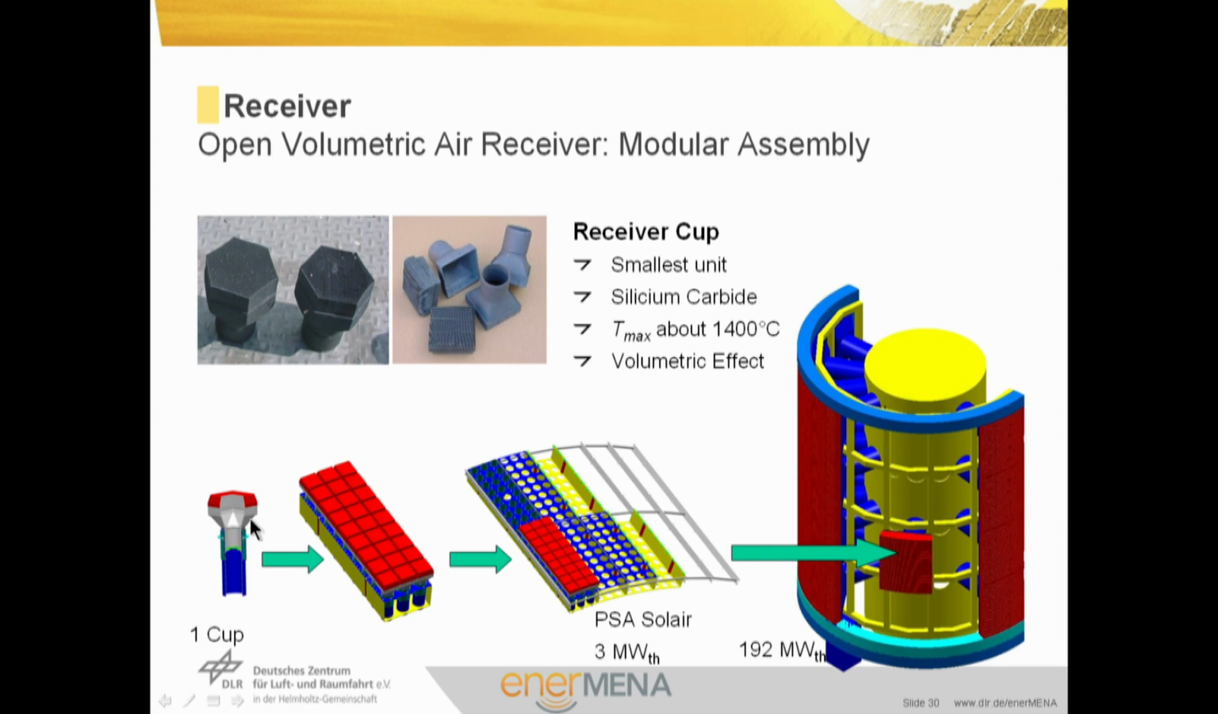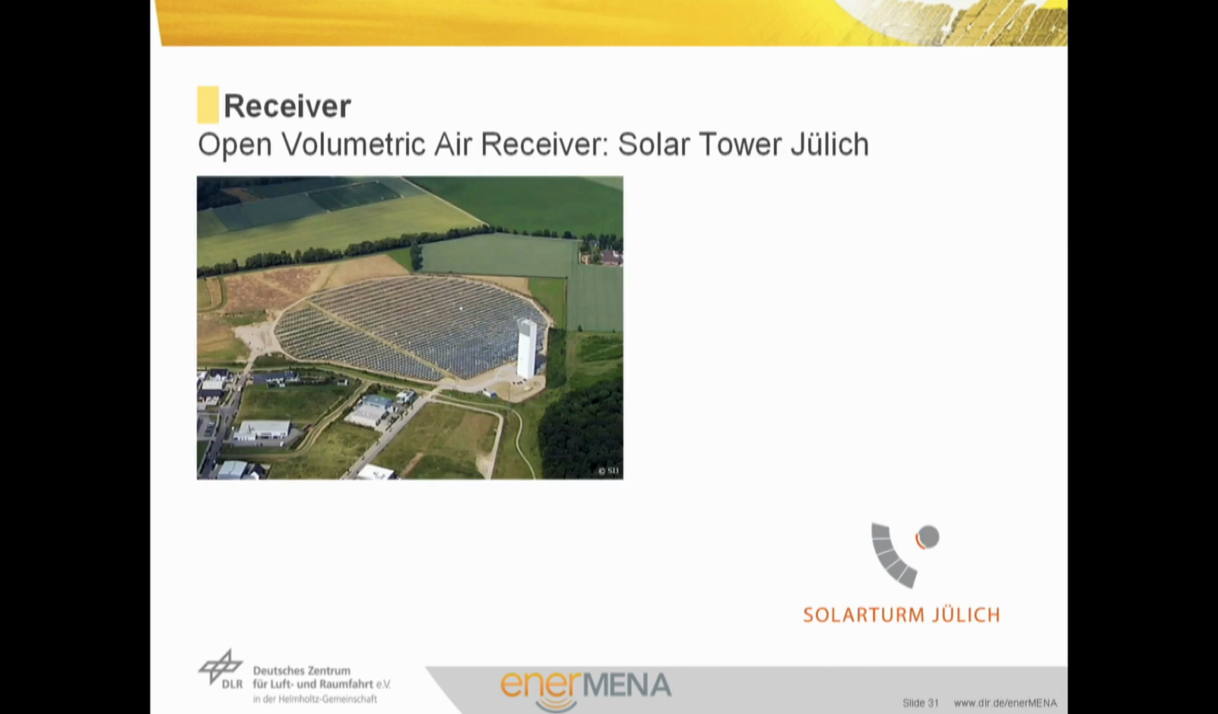So one cup yields to a sub-panel, and this sub-panel is mounted to a small receiver panel, which was tested at PSA. And 64 times this small receiver panel yields to a surround receiver of 192 megawatt thermal power. This type of receiver is used in the solar tower Jülich in Germany. You see here the solar field and the solar tower.